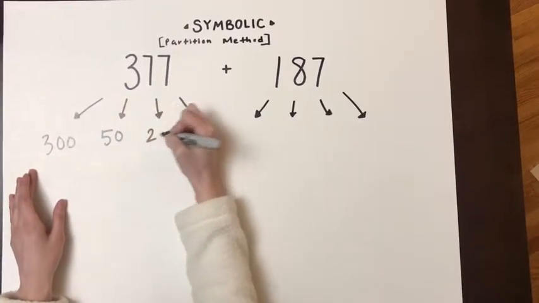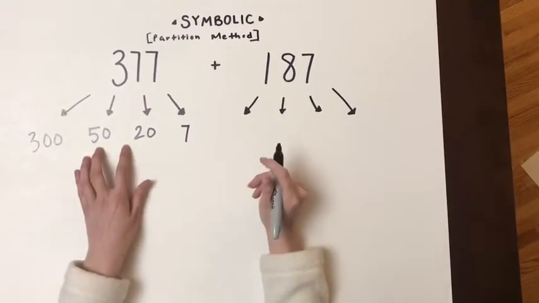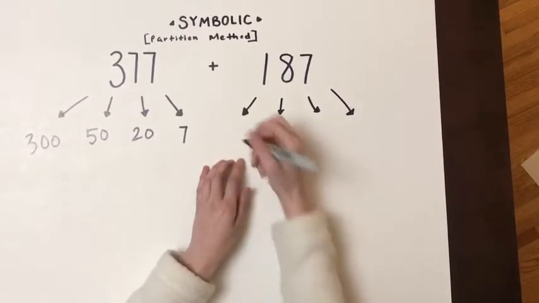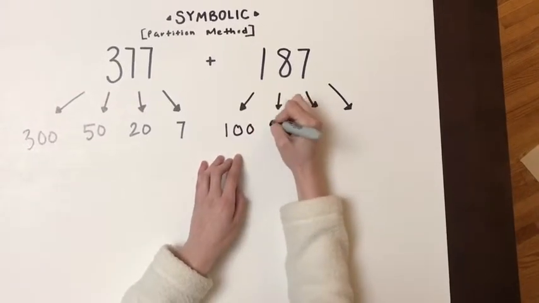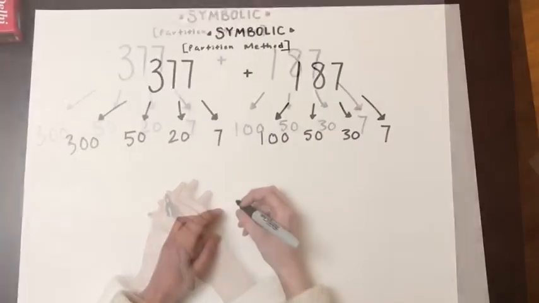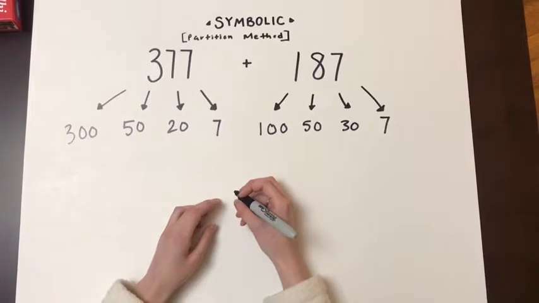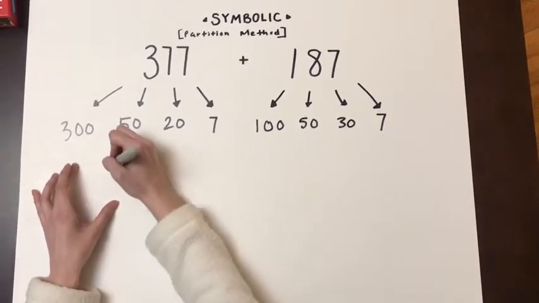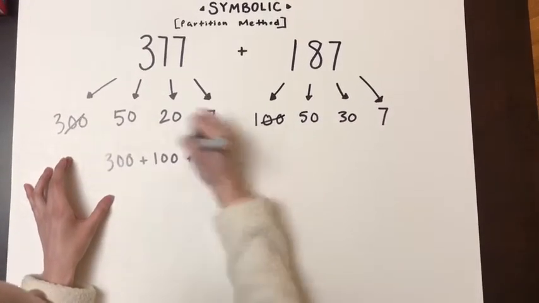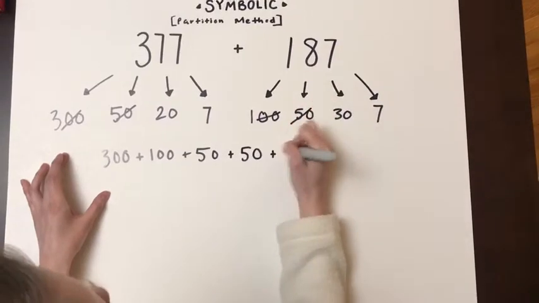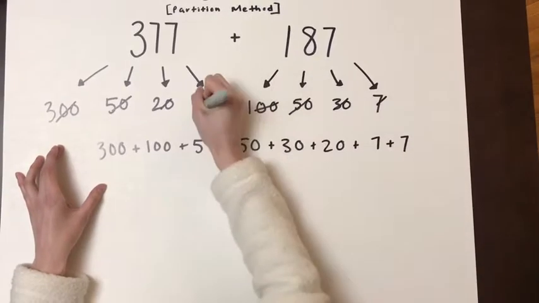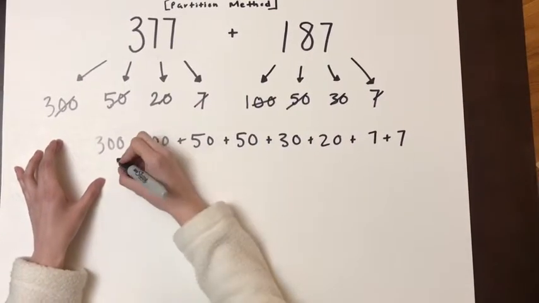50, 20, and 7. 50 and 20 come from the 70, just easier benchmarks to work with. And for 187, we will take 100, 50, 30 for the 80, and 7. Now we will reorder our numbers into place value parts and combine our addends. So we'll start with the hundreds, 300 plus 100 plus 50 plus 50 plus 30 plus 20 plus 7 plus 7.